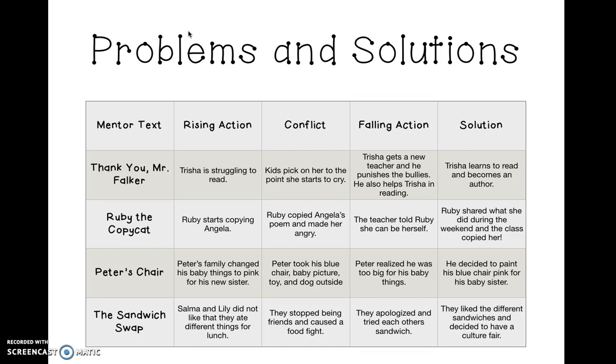In the story The Sandwich Swap, Selma and Lily did not like that they ate different things for lunch. That was part of their rising action. Before that happened, they were best friends, and then they started noticing some differences between each other. The conflict is that they stopped being friends because they don't like each other's sandwiches, and they cause a food fight at their school. The falling action, which leads into our solution, is whenever they apologize to each other and they tried each other's sandwiches. The solution is they liked each other's sandwiches and decided to have a culture fair to show other students that we're all different and that's okay.